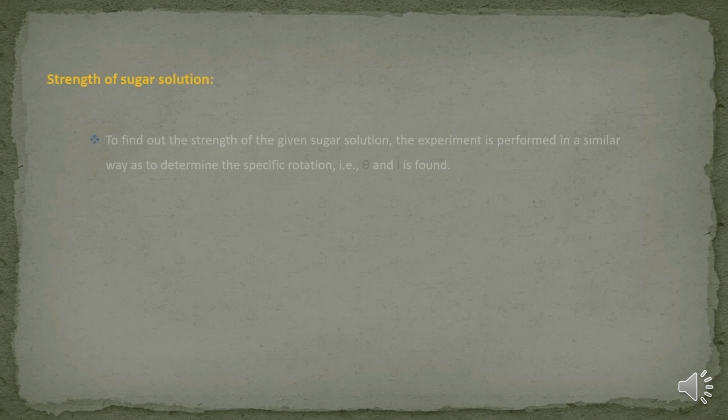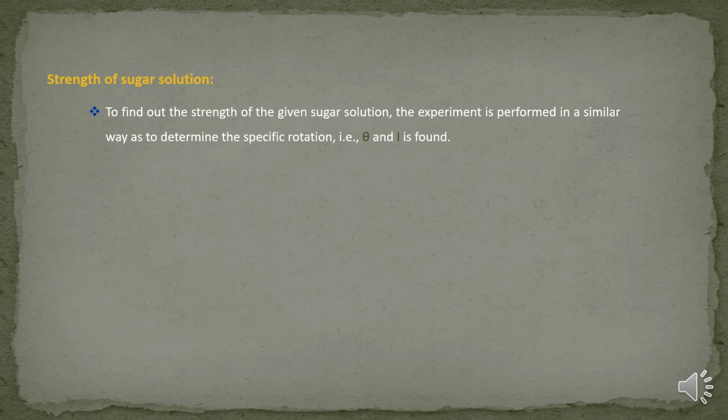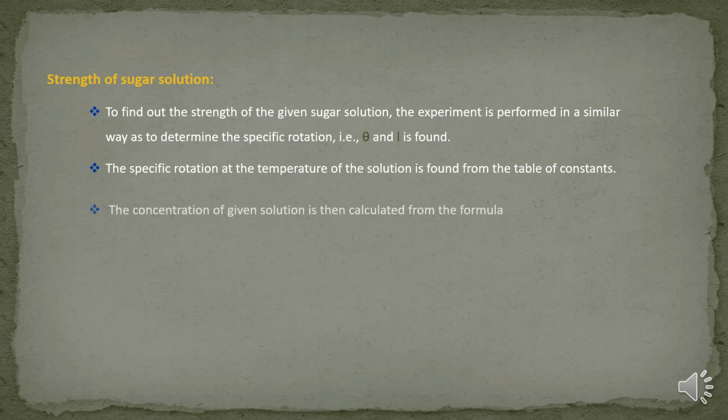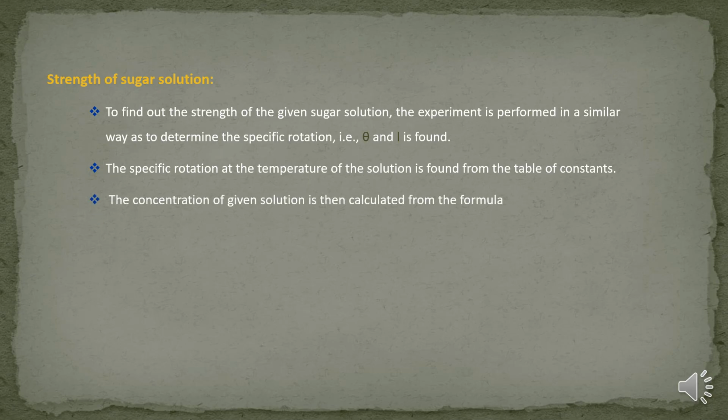Strength of sugar solution. To find out the strength of the given sugar solution, the experiment is performed in a similar way as to determine the specific rotation, that is, theta and L are found. The specific rotation at the temperature of the solution is found from the table of constants. The concentration of the given solution is then calculated from the formula C is equal to theta by L into S.